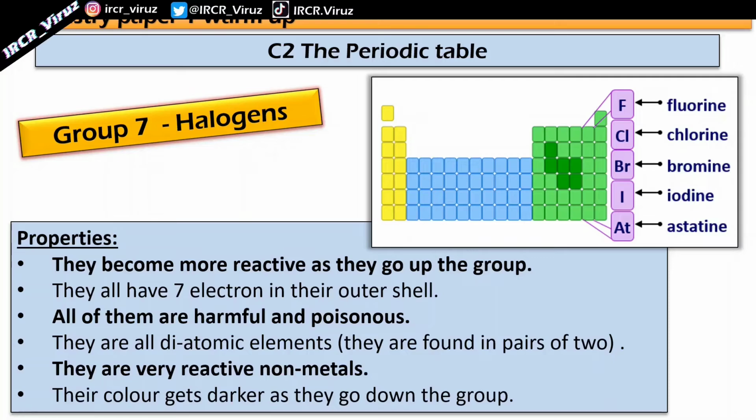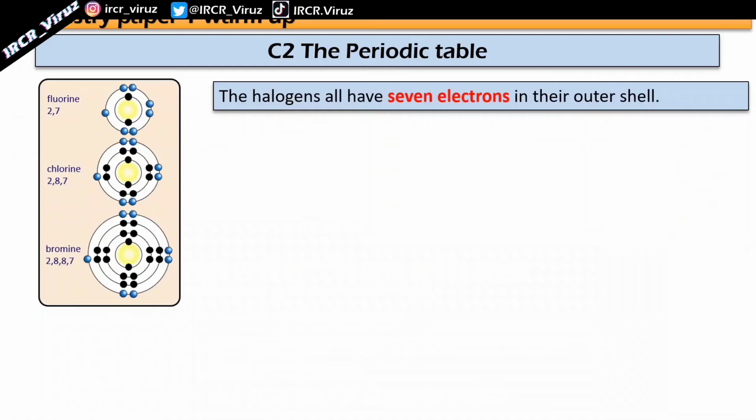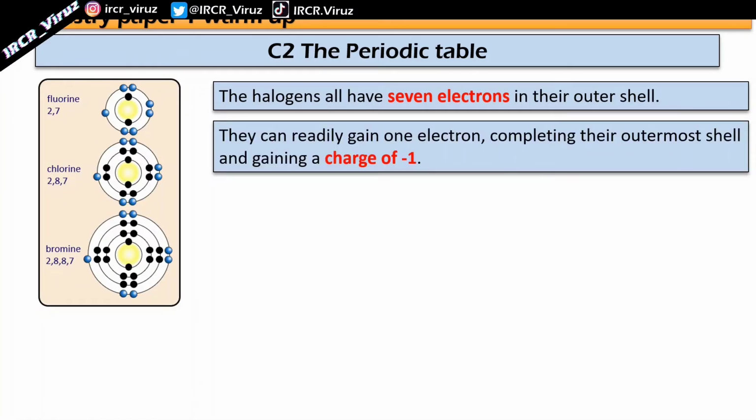They are very reactive non-metals, and their color gets darker as you go down the group. Halogens all have 7 electrons in the outermost shell. They can readily gain 1 electron, completing the outermost shell and gaining a charge of -1. So because these become -1 ions, and because they're negative, they are anions. Remember the onions, anions, okay? That's a no-no.